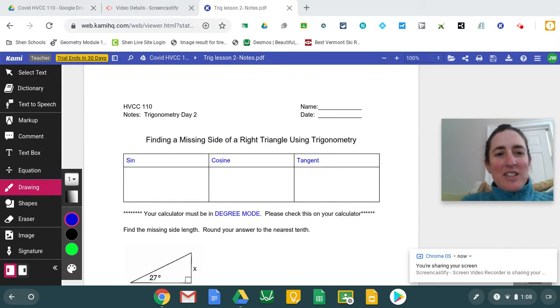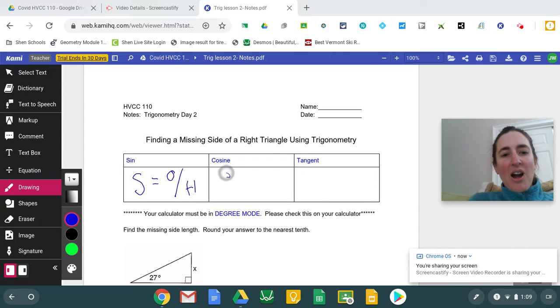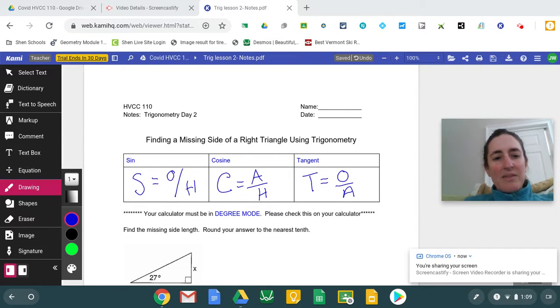Now I'm ready to do lesson 2 on trig. Today, we're going to find how to find a missing side of a right triangle using trig. Let's just review. Our sine is equal to our opposite over our hypotenuse. Our cosine is equal to adjacent over hypotenuse, and our tangent is equal to our opposite over our adjacent. Just a little review of what SOHCAHTOA is again.